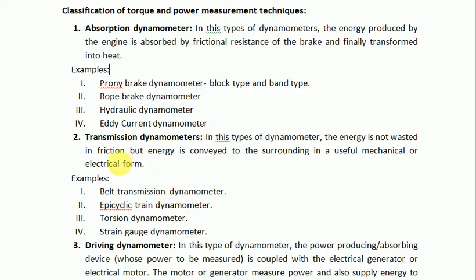The second type is the transmission dynamometer. In this type of dynamometer, the energy is not wasted in friction, but is converted into the surroundings in a useful mechanical or electrical form. So the belt transmission dynamometer, epicyclic train dynamometer, torsion dynamometer, and strain gauge dynamometer are examples of this.